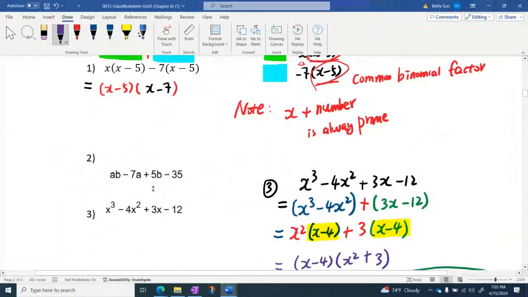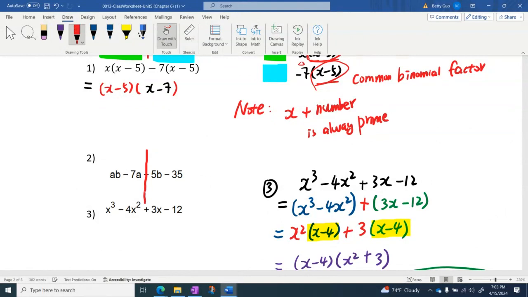You want to try number 2? Number 2 just has 2 variables, A and B. Give it a try. I'll give you 2 or 3 minutes. It has 4 terms, right? Doesn't matter how many variables. It has 1, 2, 3, 4 terms. Do exactly the same thing.